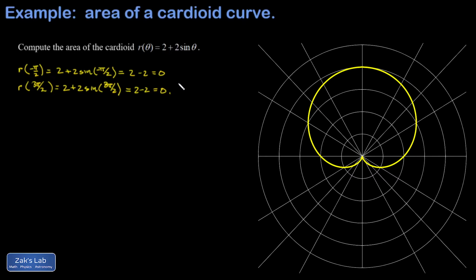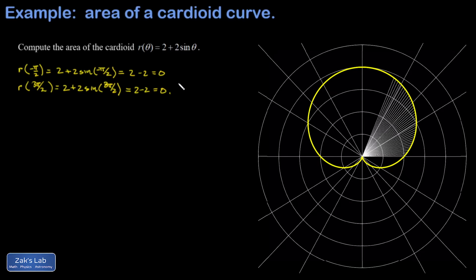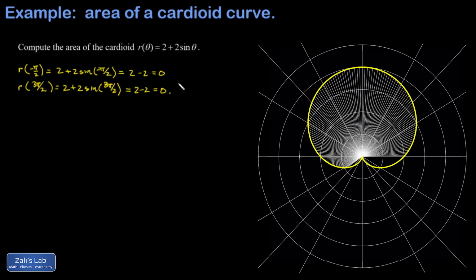So we could set up our area integral this way with limits of integration negative pi over 2 to 3 pi over 2, but 0 to 2 pi will work just as well because the curve is traced out exactly once on that interval as well. It's just that it looks like this instead. So that's just something you want to be mindful of when you're plotting polar curves.